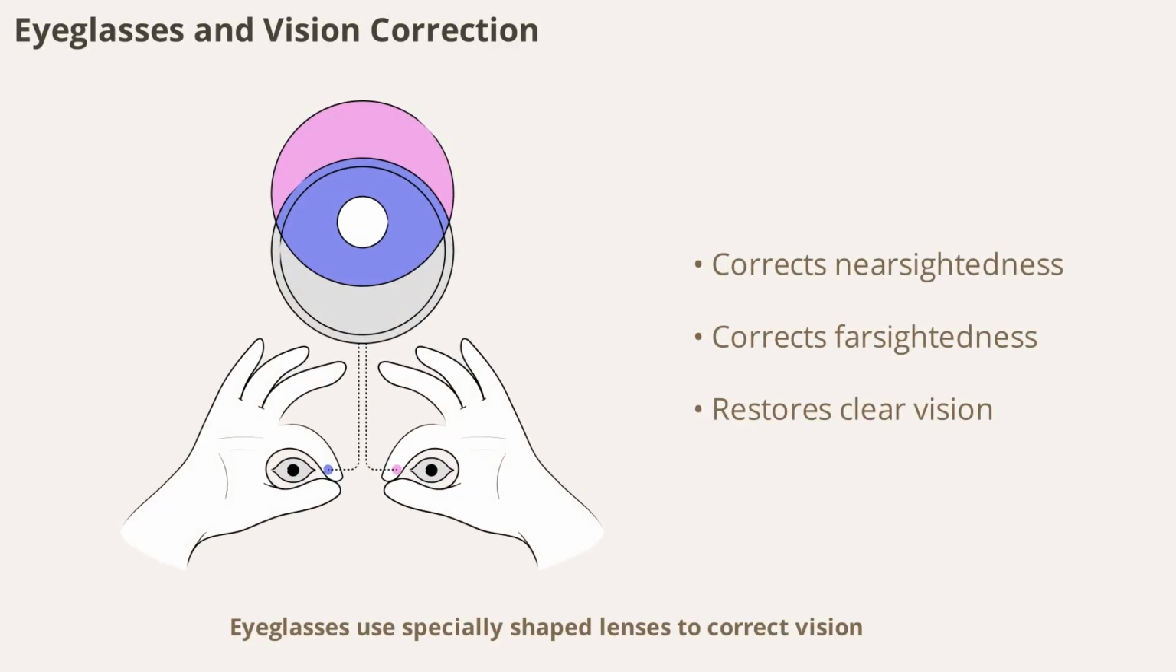Eyeglasses use specially shaped lenses to correct vision problems by adjusting the way light enters the eye. Convex lenses help with farsightedness, while concave lenses correct nearsightedness. By focusing light properly onto the retina, eyeglasses restore clear vision and improve daily functioning for millions of people.